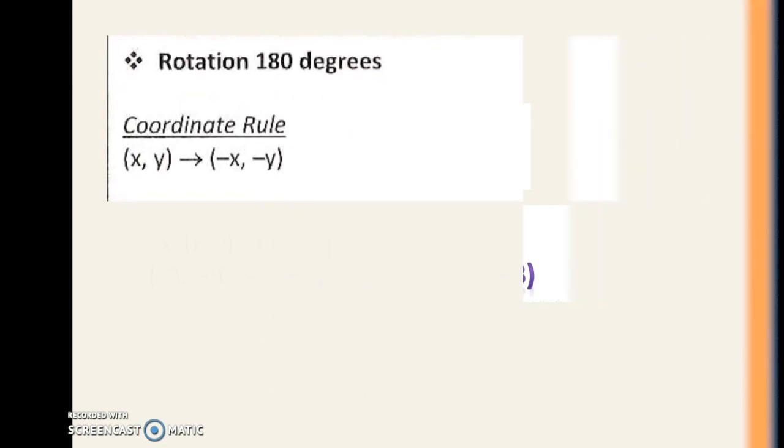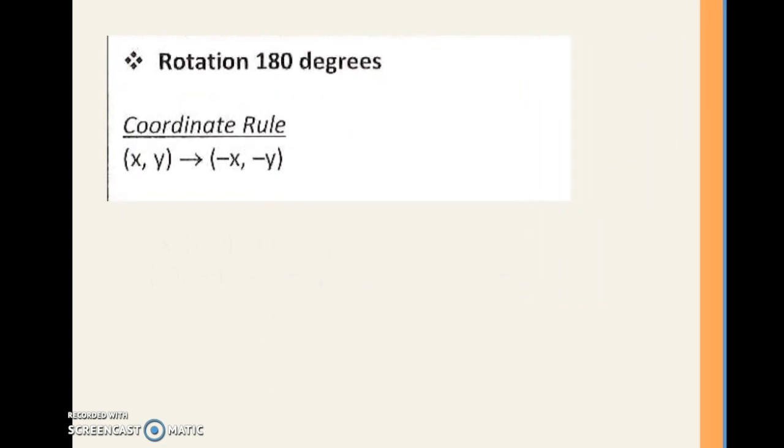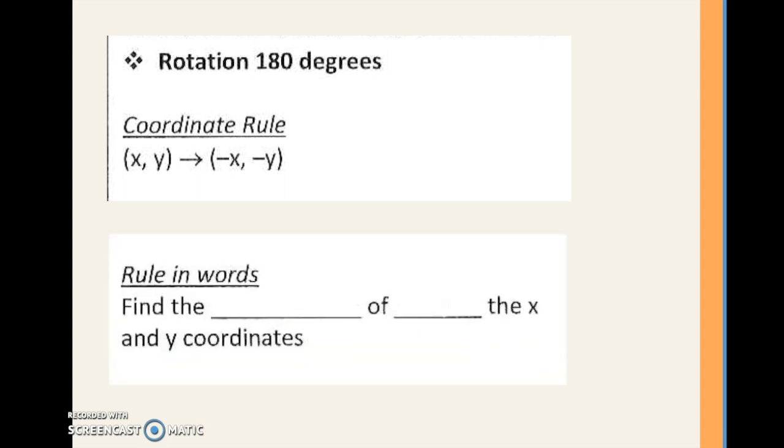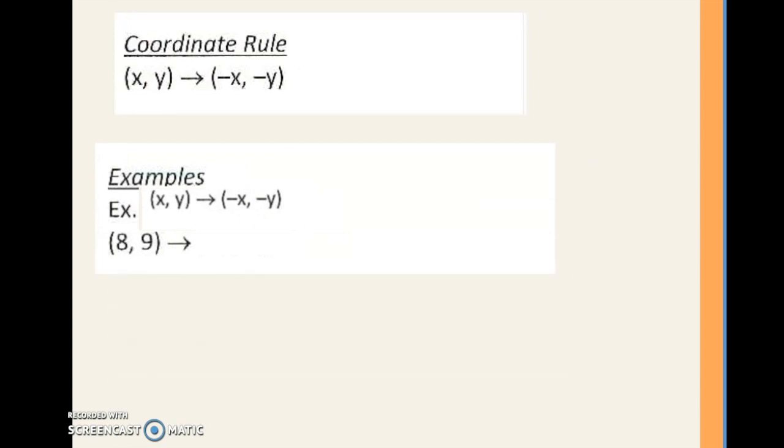Hope you got that. Now let's perform a 180 degrees rotation. The rule says opposite x, opposite y. Let's put that in words. So we're going to find the opposite of both the x and the y coordinates. Let's look at this example. We have 8, 9. When we perform the rule above, opposite x, opposite y, we're going to have -8, -9. Hope that makes sense. Now pause the video and you give this one a try.